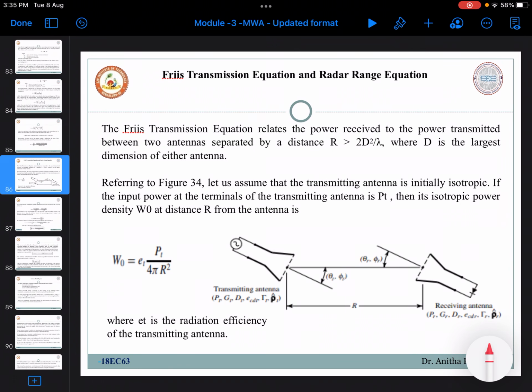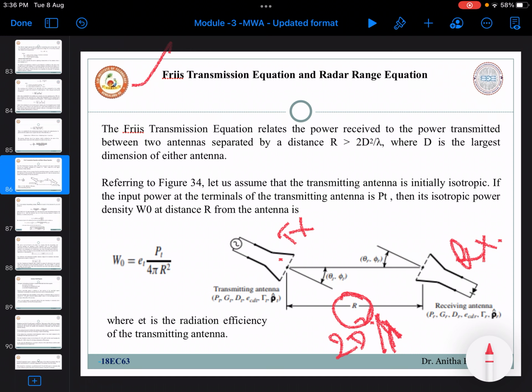Next, two more concepts that we have are the Friis transmission formula, which we also call the radar range equation. Friis is the one who related the power radiated and power received by two antennas, a transmitting antenna and a receiving antenna, keeping a distance between the two of 2d square by lambda, satisfying the range equation, where d indicates the diameter of the antenna.